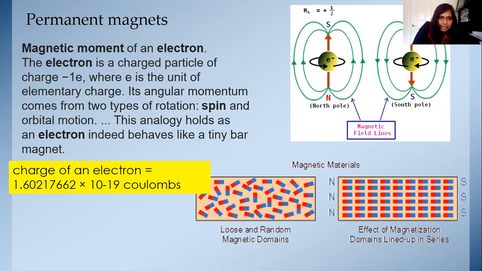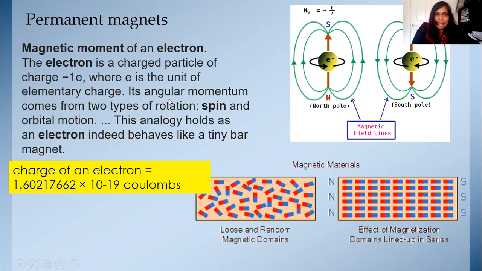I'm sorry, this PowerPoint slide does not show the correct format here. It's 10 to the power minus 19 coulombs. I think I had a homework question about this, so I believe you know that. So the charge of an electron is 1.6 times 10 to the power minus 19 coulombs, and we call this a negative e charge. So an electron is a charged particle with a negative e charge, and it is an elementary charge.